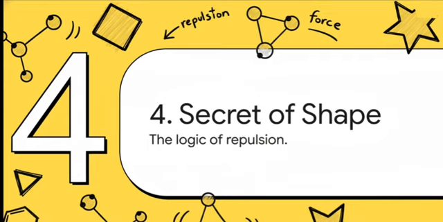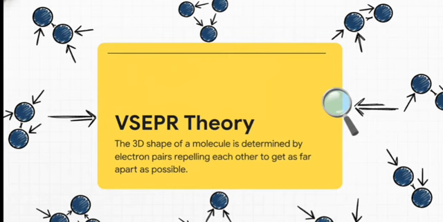Well, the answer comes from a theory with a really clunky name, but a beautifully simple idea at its heart. It's called VSEPR Theory. VSEPR stands for Valence Shell Electron Pair Repulsion. Yeah, it's a mouthful, but the core idea is so intuitive. All those electron pairs in an atom's outer shell, they're all negatively charged. And what do like charges do? They repel. They push each other as far apart as they can possibly get in 3-dimensional space. And that arrangement is what dictates the molecule's final shape.